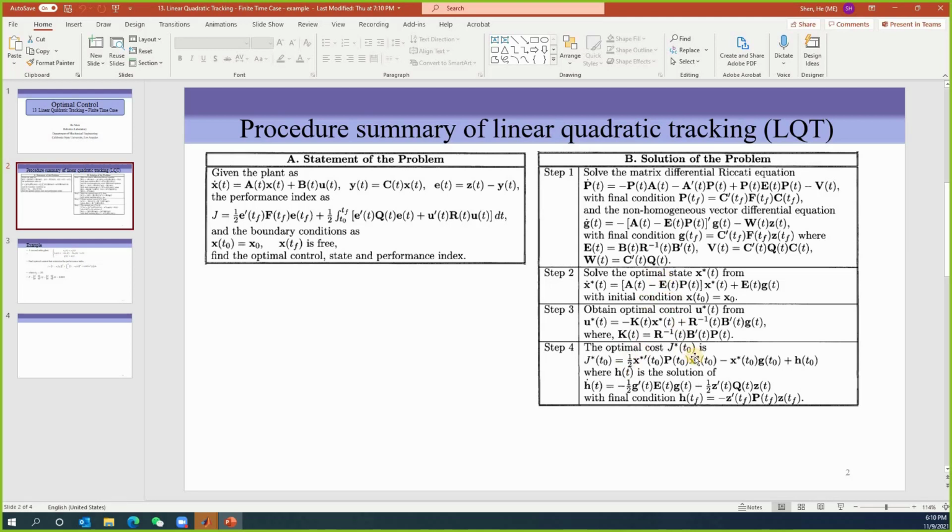And the optimal cost is also given in this form: half x transpose times P times x, minus x transpose times g at the initial condition, plus h at the initial time t0, where h(t) is the solution of this differential equation. We know the terminal condition of h at time tf, so we can find h at time t0. After we find h at time t0, we'll be able to find the performance index.